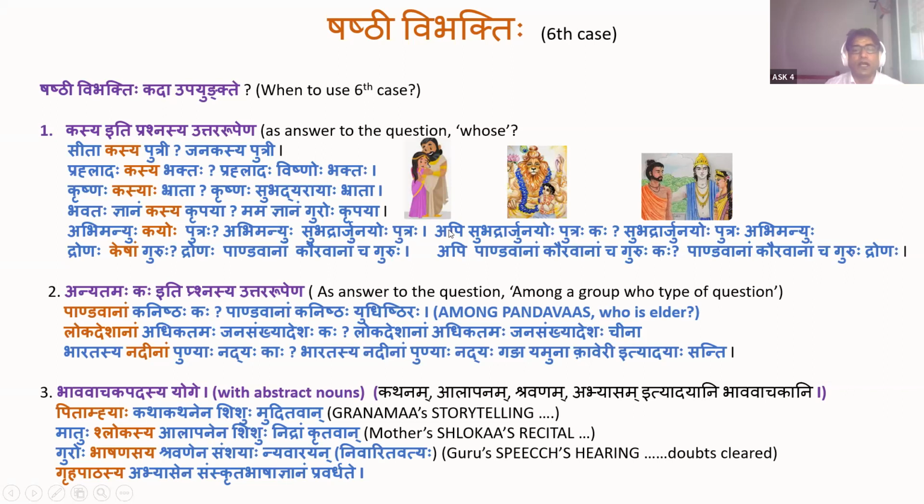Same thing, api. Also, I can ask another way of the same question. Subhadra Arjunayoho, Subhadra and Arjuna's putrakaha. Here I am asking, Abhimanyu, whose putra? Then the answer was Subhadra and Arjuna. Here I am asking, okay, Subhadra and Arjuna's putra is who? Then Subhadra Arjunayoho putra Abhimanyu.